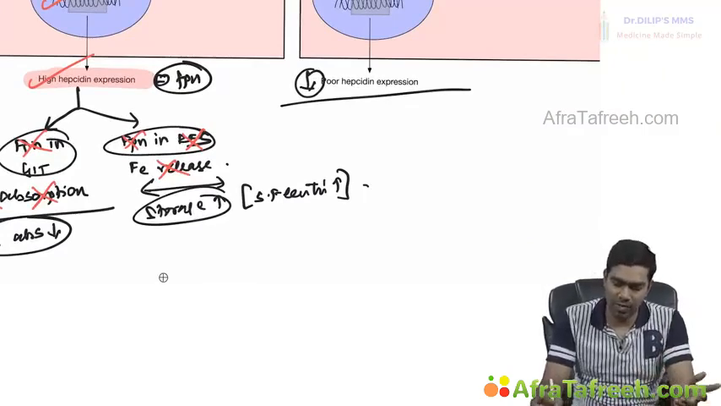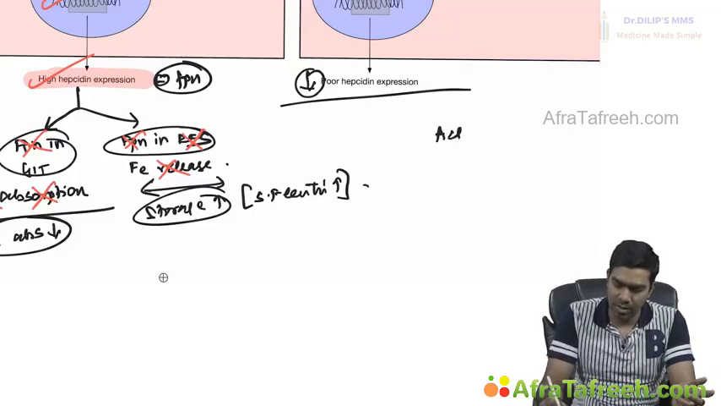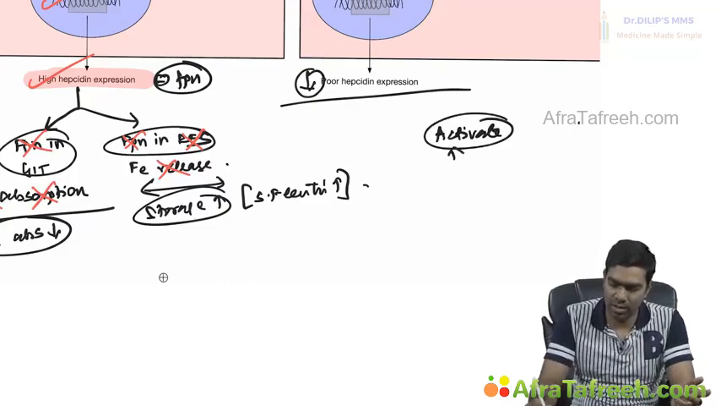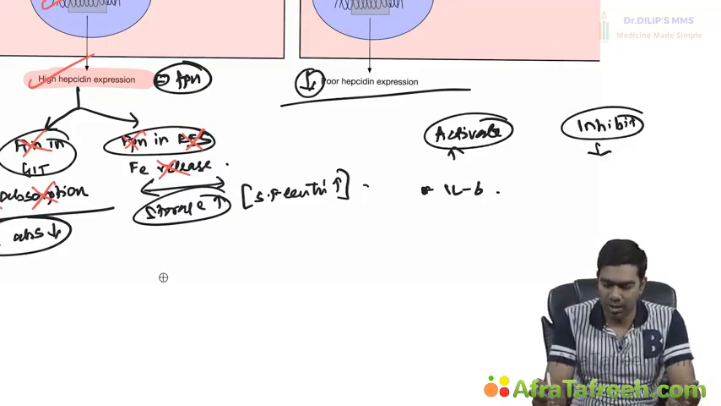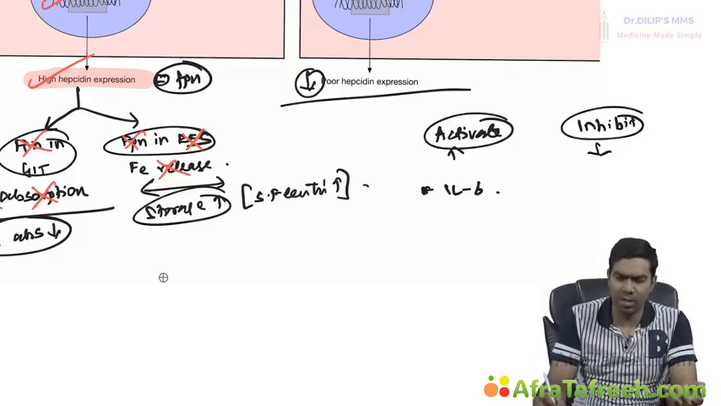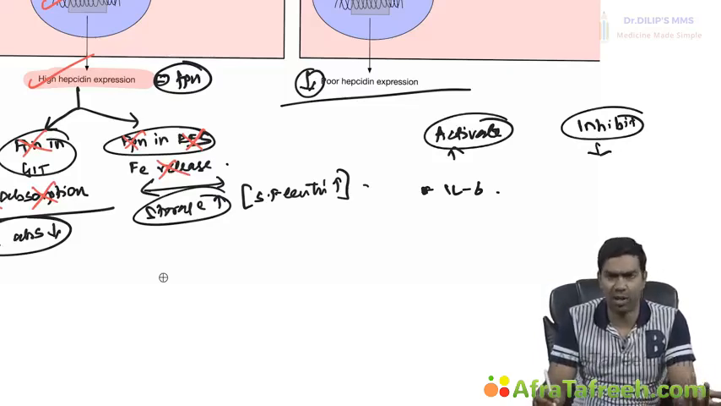The first factor that influences hepcidin is: what are the things that activate or increase hepcidin, and what are the things that inhibit or block hepcidin, reducing hepcidin expression. The first one is interleukin 6. Definitely it is going to increase hepcidin, because interleukin 6 is a direct activator of HAMP.